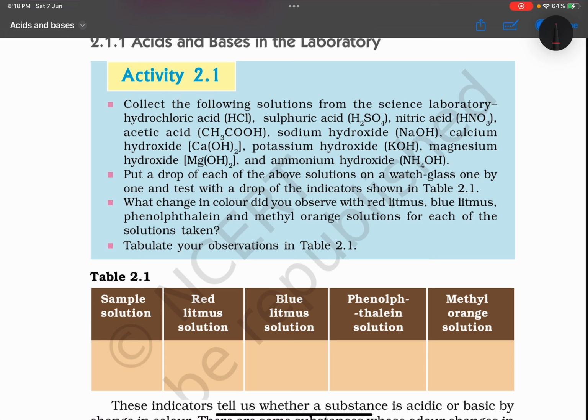Nine are there. And we are going to use phenolphthalein, methyl orange, red litmus, and blue litmus. So you need to use nine watch glasses minimum, one by one we'll see. Otherwise, 36 watch glasses you take. Go for four different tests. Tabulate your observations in table 2.1.